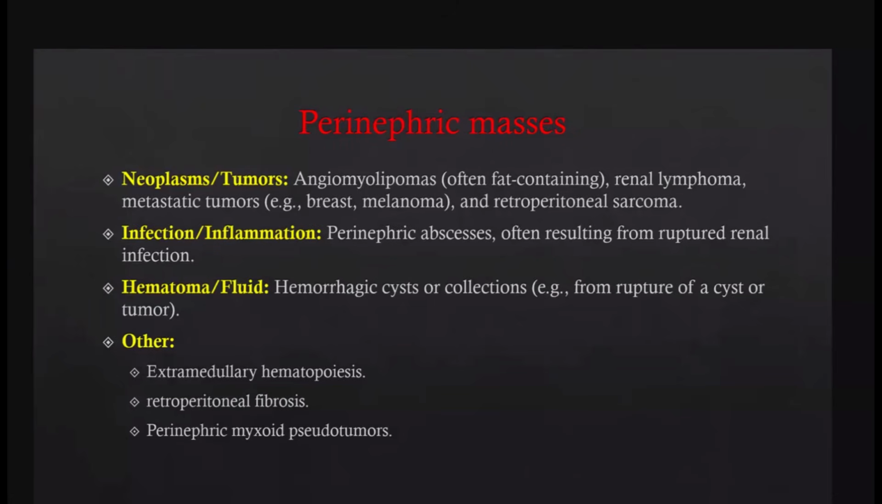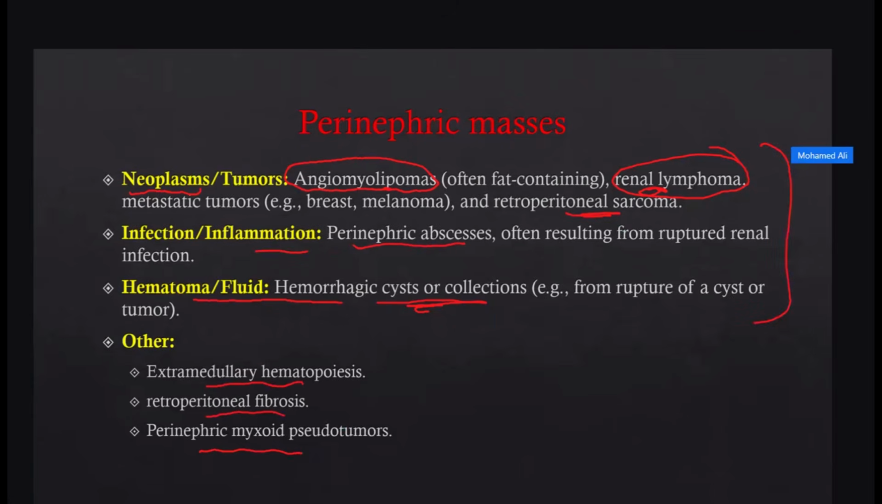So let's review our differential diagnosis for perinephric masses. We have perinephric neoplasms. Angiomyolipoma can be exophytic, extruding or protruding into the perinephric space. Renal lymphoma, as we saw in our cases. Retroperitoneal sarcomas can extend into the retroperitoneal perinephric space. Infection as perinephric abscess, as we saw. Also perinephric hematoma, as we saw in our trauma case. Extramedullary hematopoiesis, retroperitoneal fibrosis, and perinephric myxoid tumors. But those are the most important differential diagnoses.